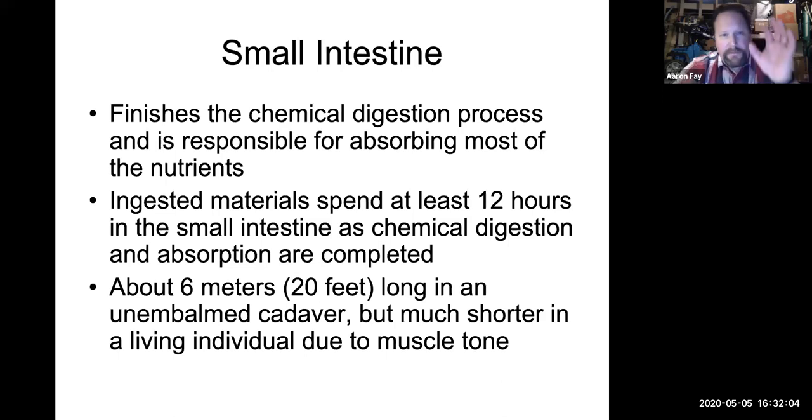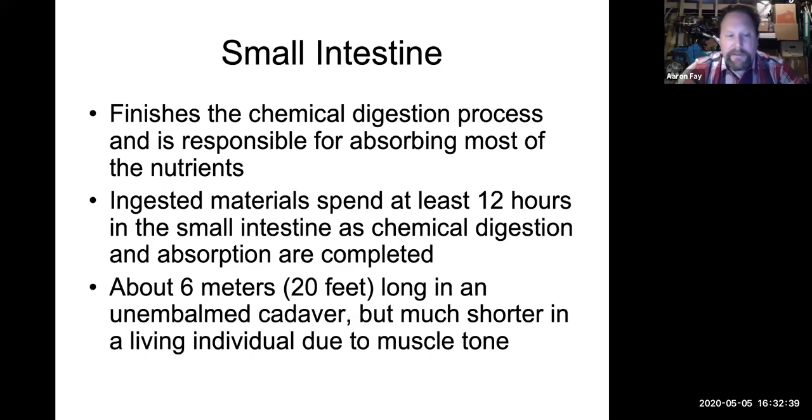So the small intestine really does the majority of the chemical breakdown of your food. It's not so much the stomach. Stomach acid is important. Lipases are important. But the vast majority of chemical breakdown is going to happen in the small intestine. So it finishes the chemical digestion process, right? Typically, chyme needs to spend about 12 hours in the small intestine for complete chemical breakdown and absorption.